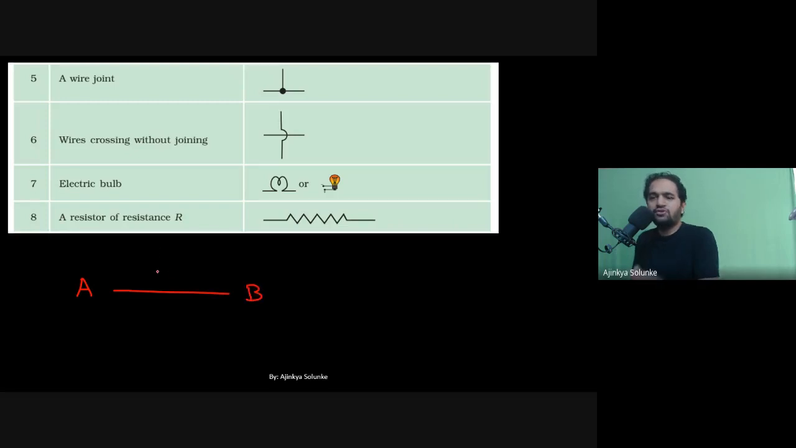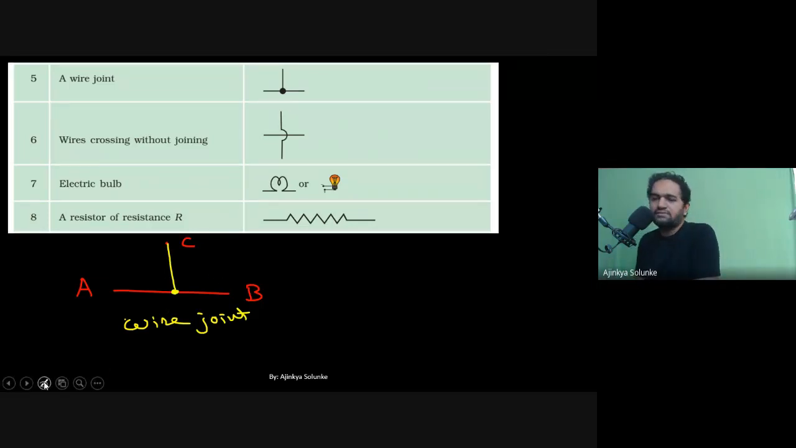And I want to have another wire for another device. I have one device here at point C, and I want to have a current connection to this particular point. So what I will do is connect the C point directly to this wire. What does this mean? This is a wire joint. It means that we are connecting that particular wire to some other wire. So this is a wire joint, right?